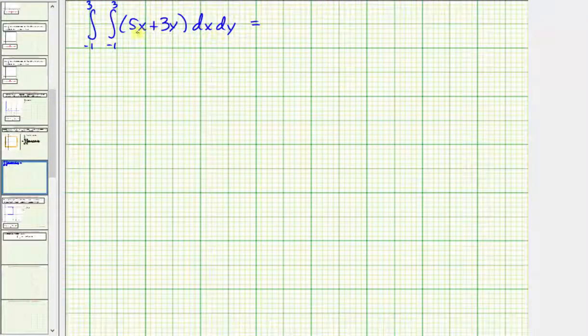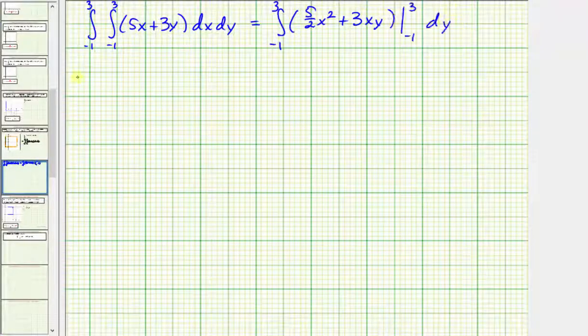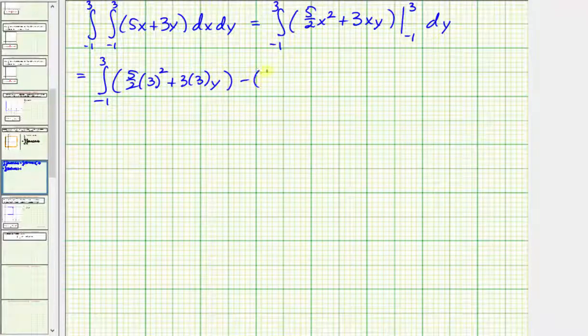We first integrate with respect to x, treating y as a constant. So we'd have 5 times x squared divided by 2, or 5 halves x squared. And then for 3y, we'd have plus 3y times x, or 3xy. So be careful here, we're substituting these values for x, not y. So we'd have 5 halves times 3 squared plus 3 times y, and then minus 5 halves times -1 squared plus 3 times -1 times y.